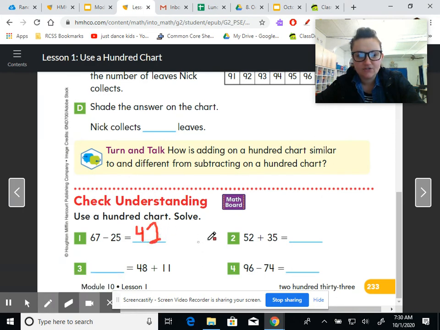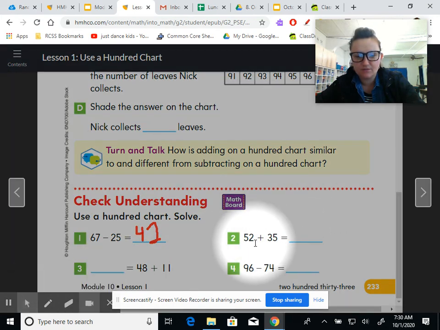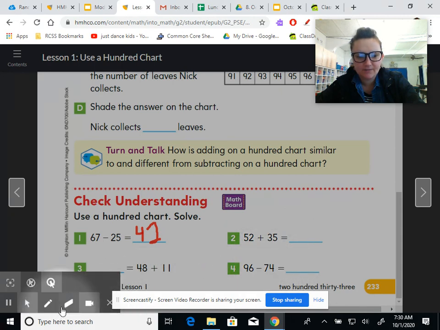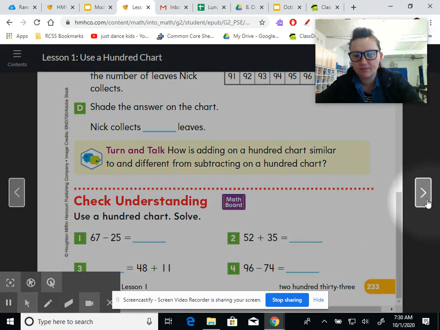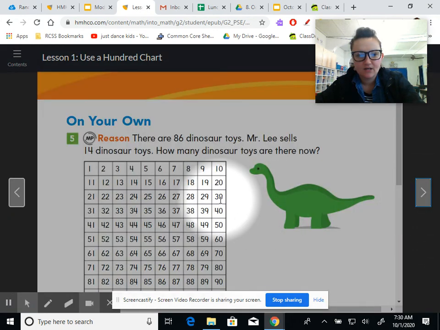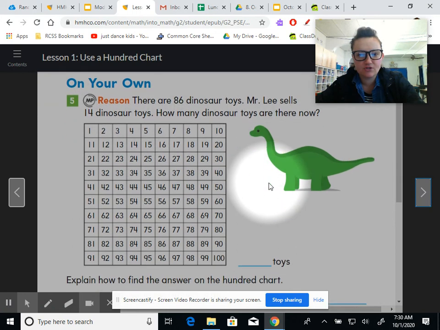Like that. So now the rest of them I want you to try and do yourself. Okay, so I'm just going to read them to you. 52 plus 35. And solve. Okay. Blank equals 48 plus 11. Okay, and then 96 minus 74. Good job. All right, let me erase. Now don't forget, you should be pausing after each problem and solving them.